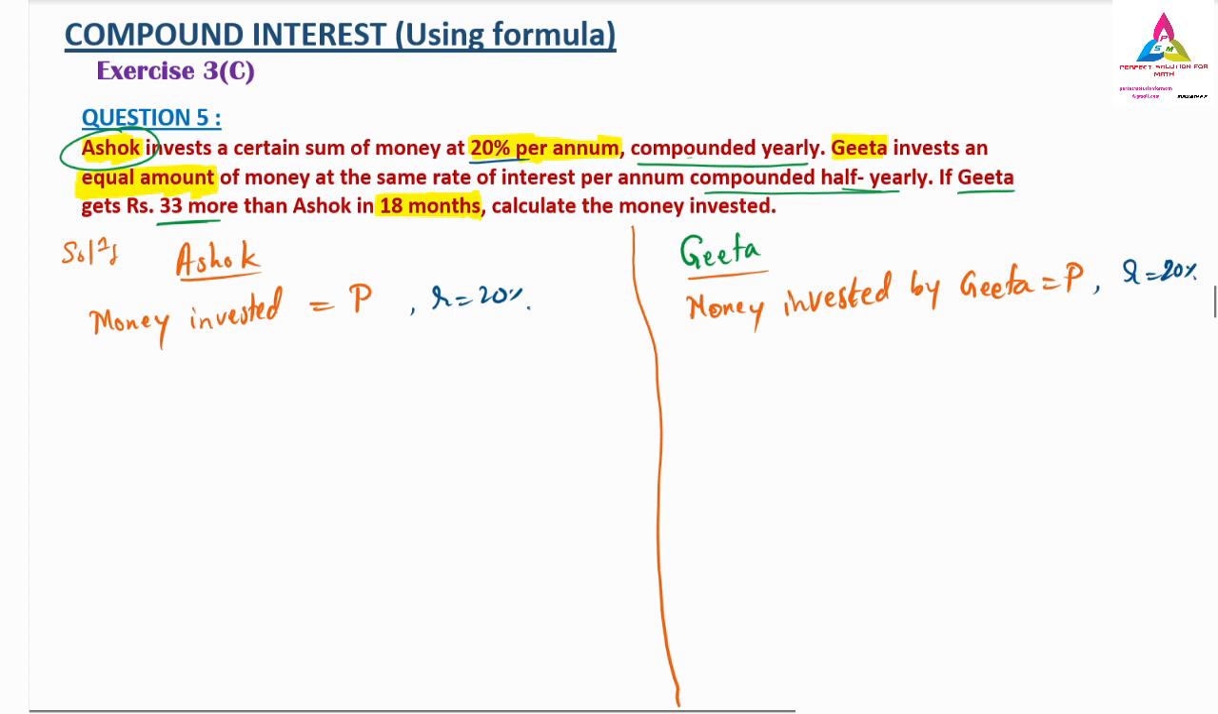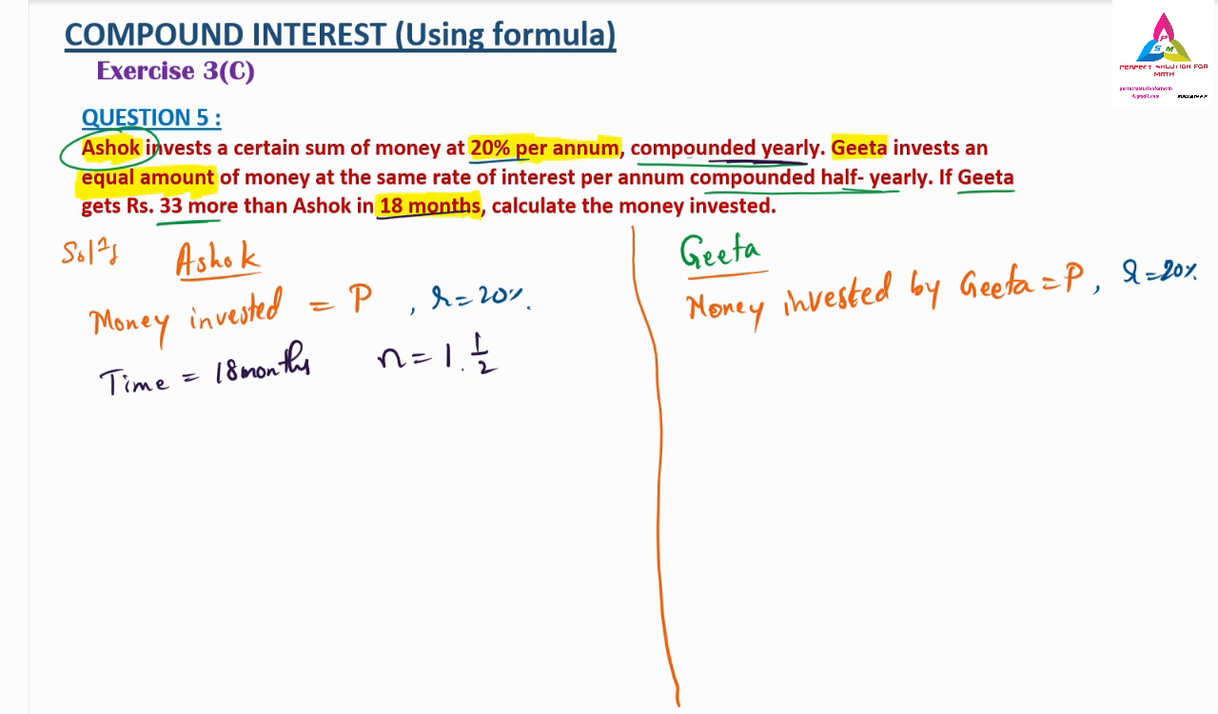There is a difference we have in the time, so I will write the time also. See here, time for Ashok is 18 months, but 18 months refers to compounding yearly, where 12 months means 1 year. So total time is 18 months. Ashok is investing yearly, so here the n value will become 1.5. This is the way I can write that n value as 1.5.